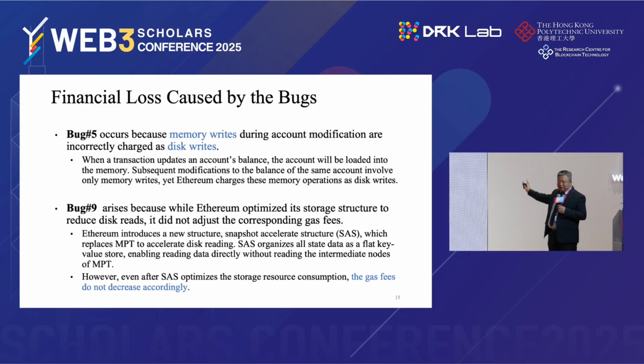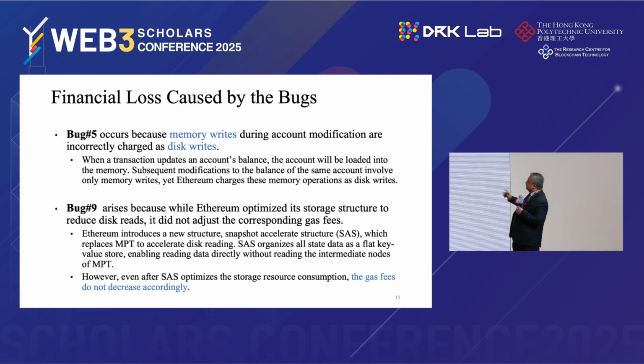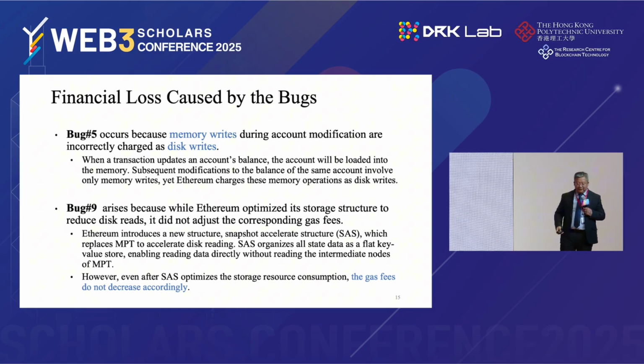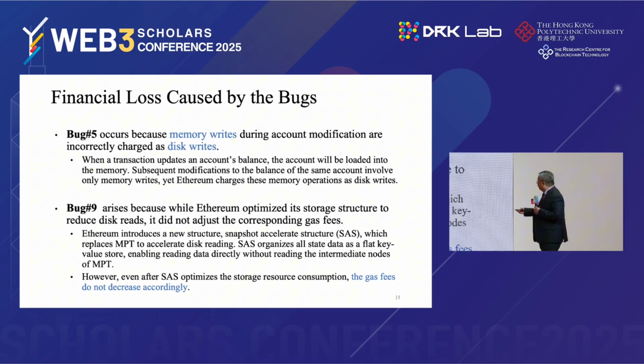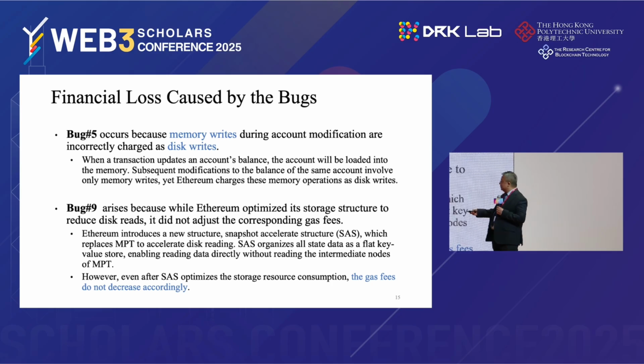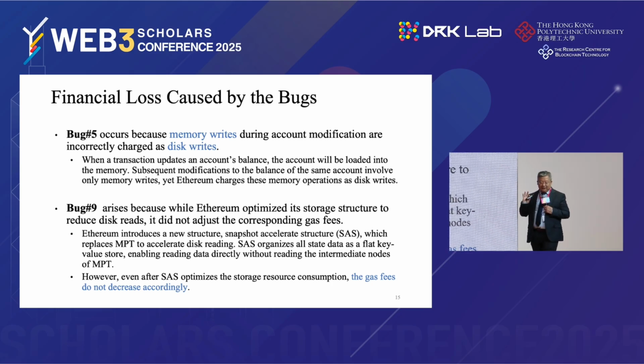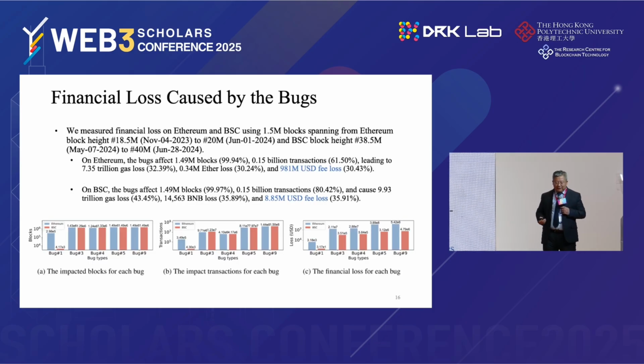There are some other types of bugs. So for example, this bug occurred because the memory write during account modification is incorrectly charged as disk write. And another one arises because Ethereum optimized its storage structure to reduce disk writes, but it didn't adjust the corresponding gas fee. Then we investigate the financial loss that may be caused by the bugs.